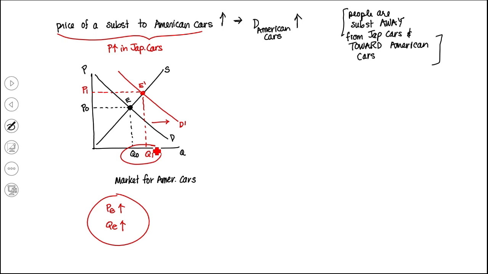So guys, before you leave a question, it's imperative that you make sure that the answer matches your intuition. If people are substituting away from Japanese cars and towards American cars, quantity should be going up, right? We should be selling more cars, and we are. So make sure that your answer seems logical. And if your answer seems really counterintuitive, then you've probably made a mistake. Either you've got the wrong ceteris paribus assumption, or you've switched it from demand to supply or supply to demand by accident, okay? All right.